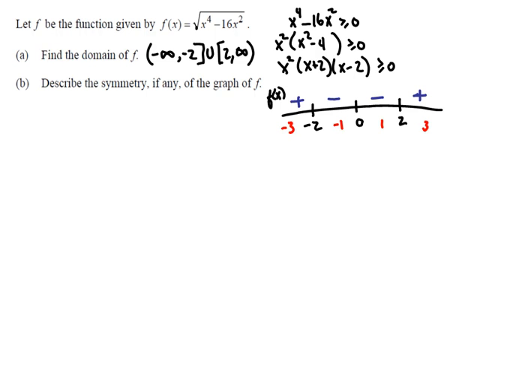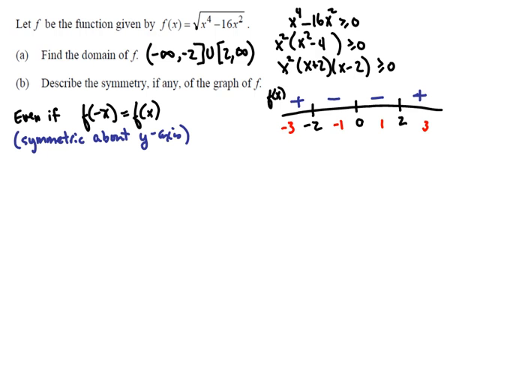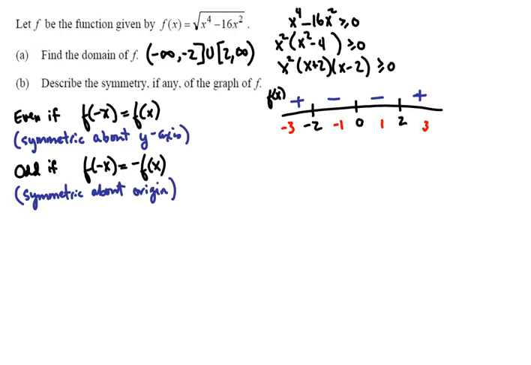The way we test for part B, the way we test symmetry of the function, is to plug in a negative x. A function is even if you plug in negative x and you get the same thing back. So f of negative x equals f of x. Sometimes I say opposite inputs produce the same output. And if a function is even, it will be symmetric about the y-axis. A function is odd if f of negative x is equal to negative f of x, which means opposite inputs produce opposite outputs. And if a function is odd, it will be symmetric about the origin.